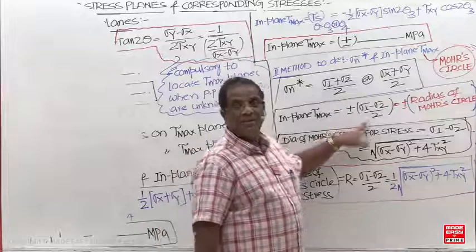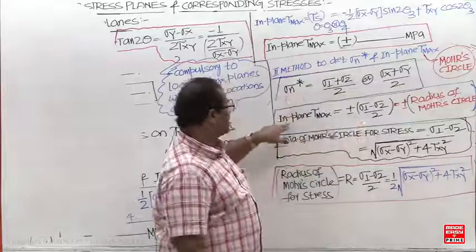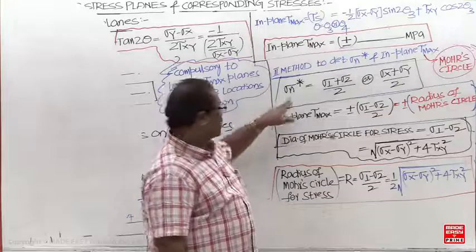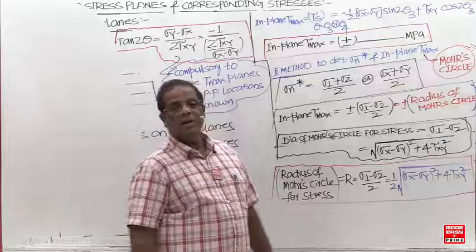Similarly, if I know the principal stresses, then directly you can get the stress on the tau max planes. The stress on the tau max plane, sigma and star, and the in-plane tau max, you can get directly.